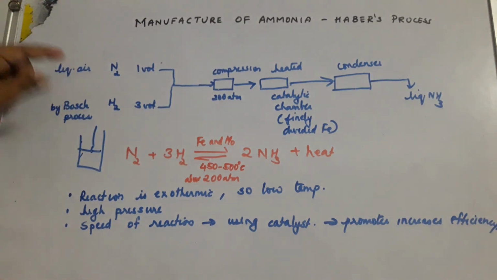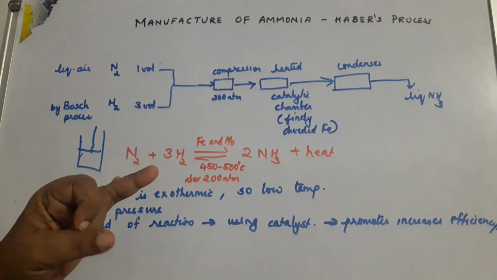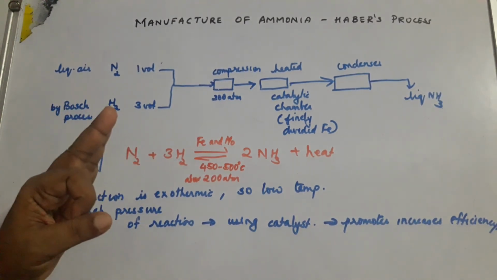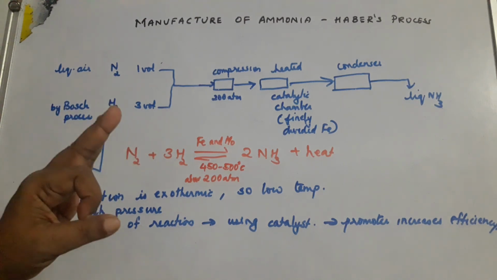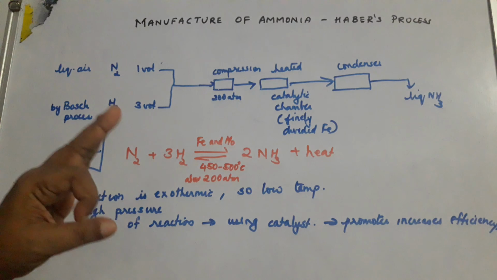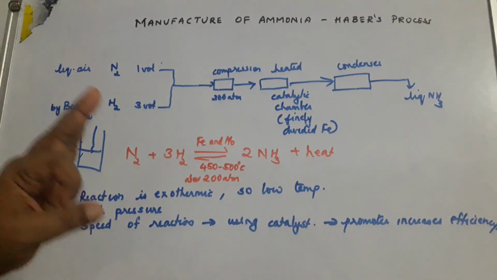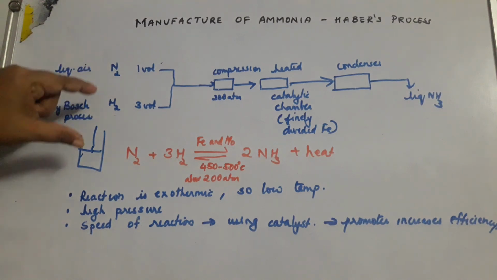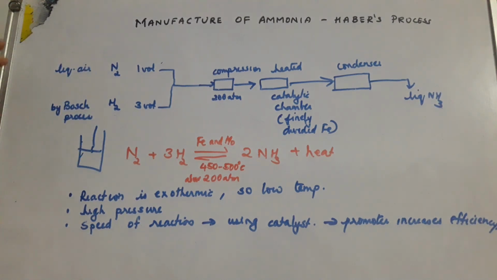So we have to get rid of all these impurities. What are they? Carbon dioxide, carbon monoxide, traces of sulfur compounds, hydrogen sulfide, etc. should be removed because they act as poison to the catalyst, or catalytic poison. So efficiency is increased by taking pure nitrogen and hydrogen. So these are the things we have to remember in the preparation of ammonia by Haber's process.